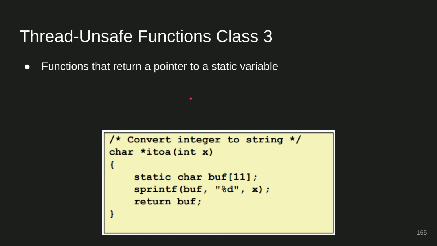The third class is functions that return a pointer to a static variable. So you can have a function like this. Remember, static is something that's shared within all invocations of this function. Okay, so every time you call itoa or integer to string, this function here has a static variable that would be shared. So you're returning something that could potentially be shared amongst two threads that are executing this.